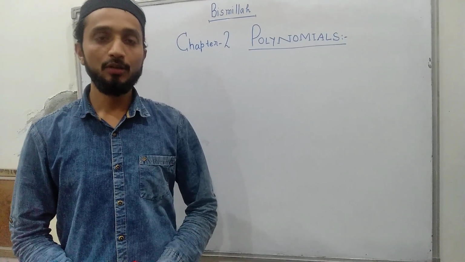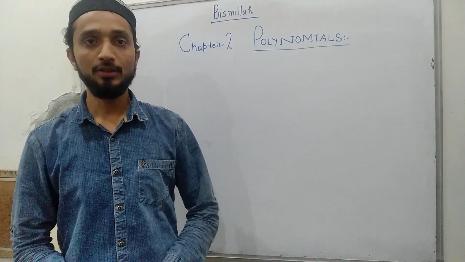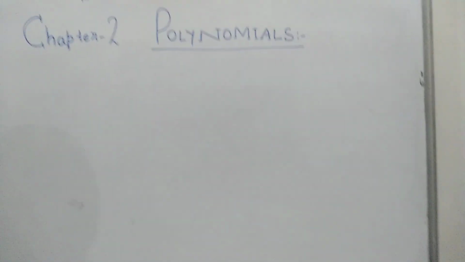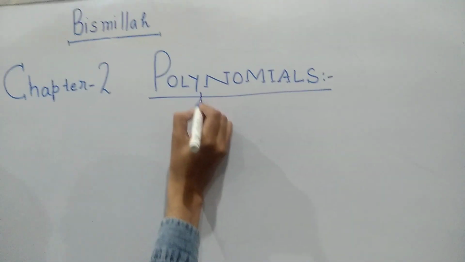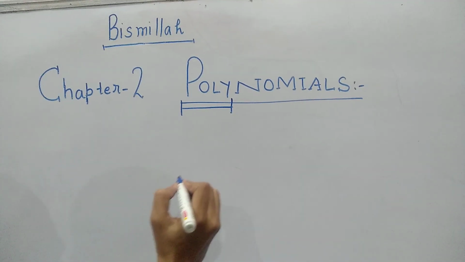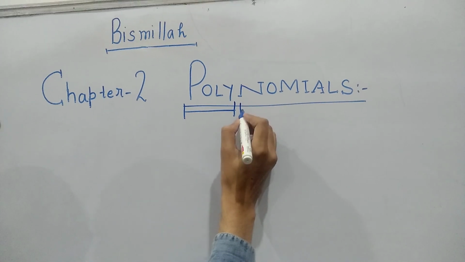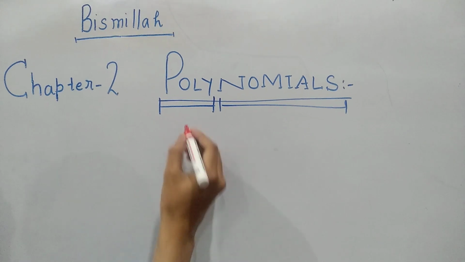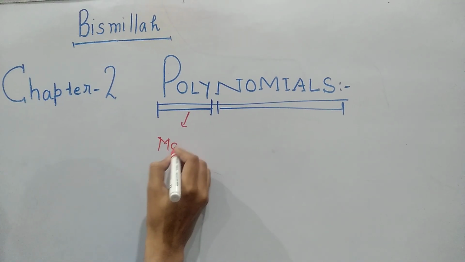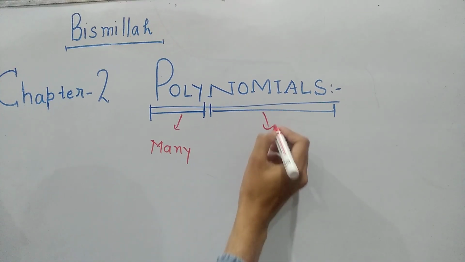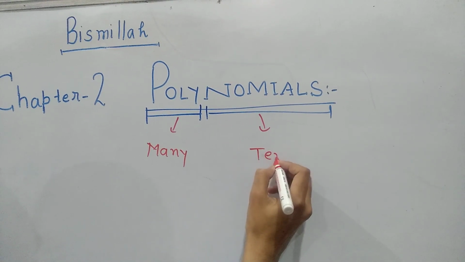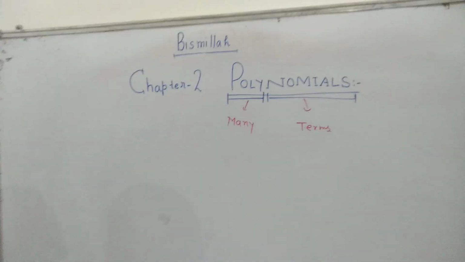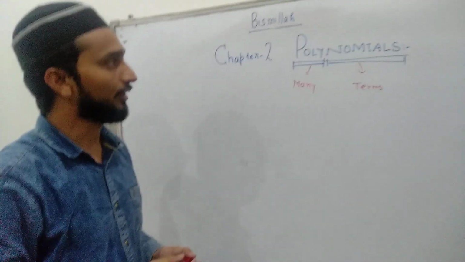So today we are going to start chapter 2, polynomials. The word polynomials consists of two words, poly and nomials, right? The meaning of poly is many, and the meaning of nomial is terms. So basically the meaning of polynomial is many terms. An expression having many terms is known as a polynomial.